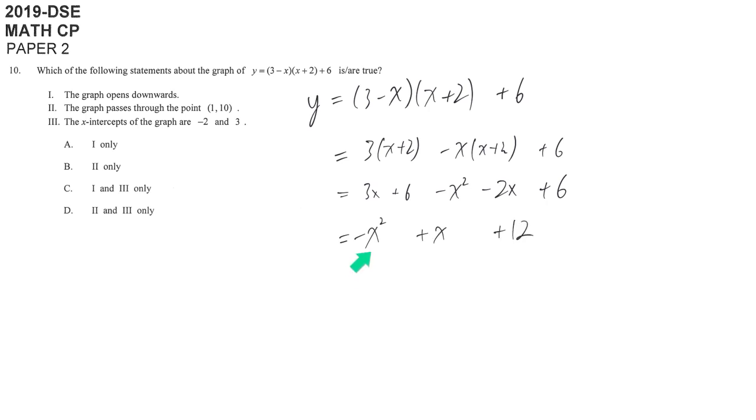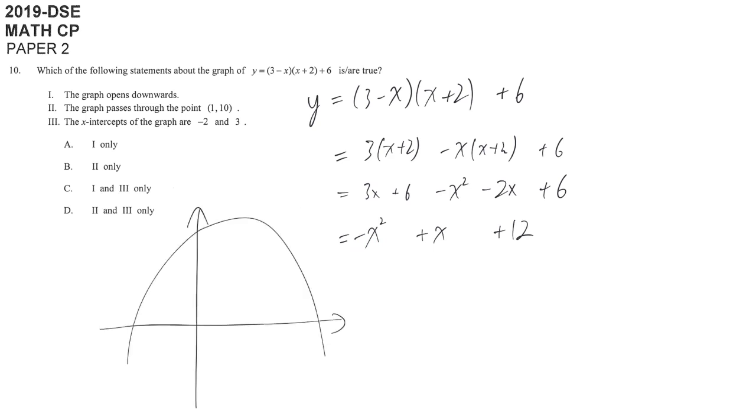By looking at the coefficient of x squared, it is negative, which means it opens downward. And if we sketch the graph, it opens downward. It may be like this, but I don't know if there is any x-intercept or where the line of symmetry is. We need more calculation for that, but let's just look at the statement first. Does it open downward? Yes, it opens downward, so this is correct.